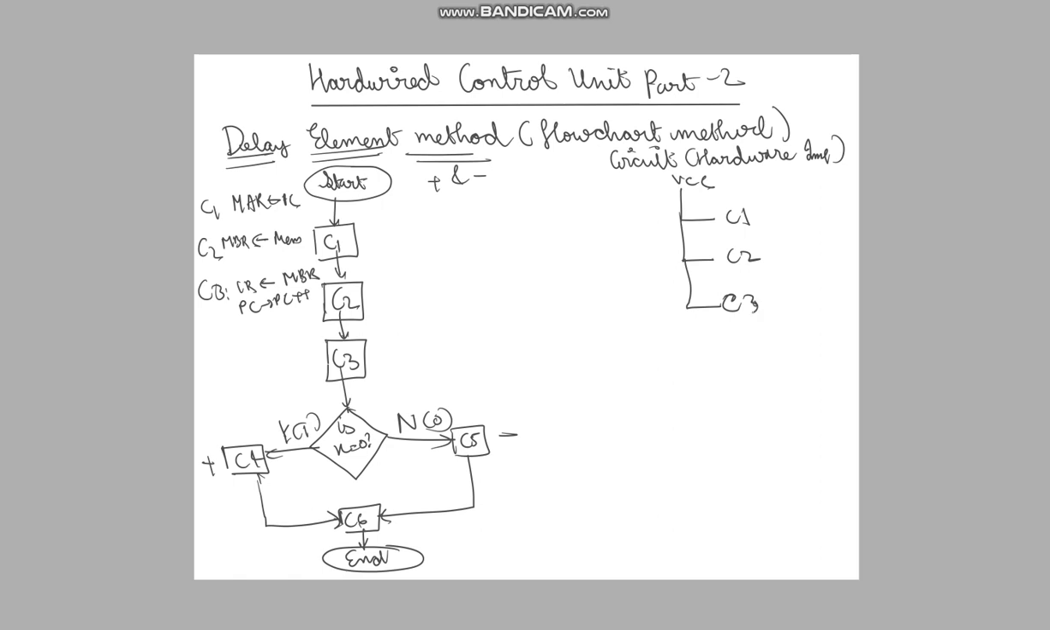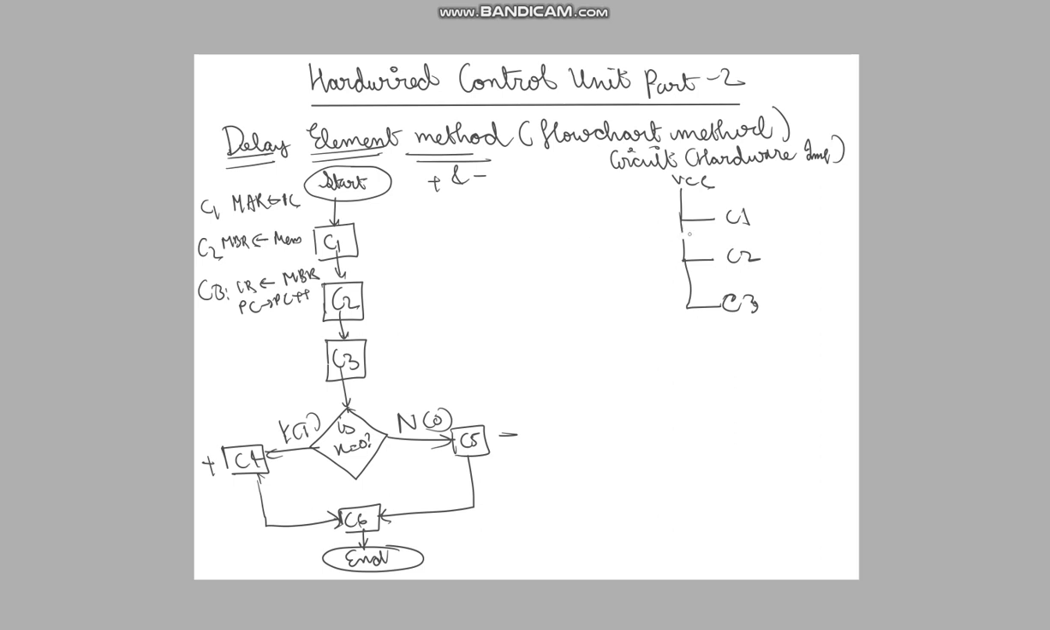If you know your basic electronics, I'm pretty sure that if your C1 goes, your C2 will happen simultaneously and your C3 will happen simultaneously. Is that what you want? Can you fetch and decode and execute the instruction all at the same time? Of course not, it's not possible. So there has to be some kind of delay between all of these three control signals. Let me try modifying it.